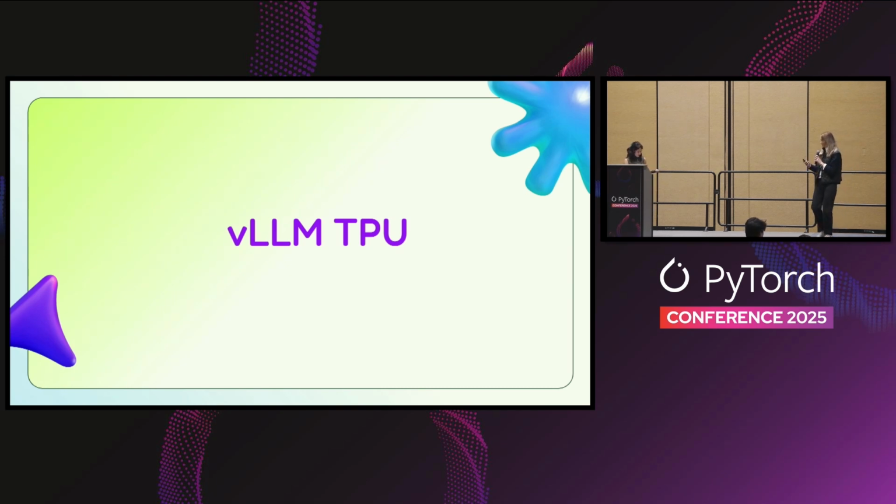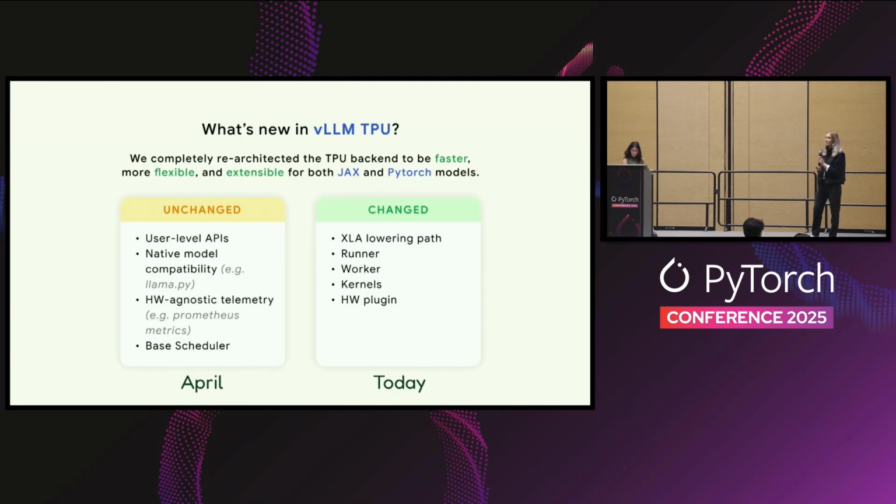Thanks, Shireen. Okay, I'll just dive in. So vLLM TPU first launched in April, but there was a prototype that preceded that in February. We worked really hard between February and April to land the first implementation of TPU in vLLM. Shortly after that, we realized we had to redesign this and take a little more time.